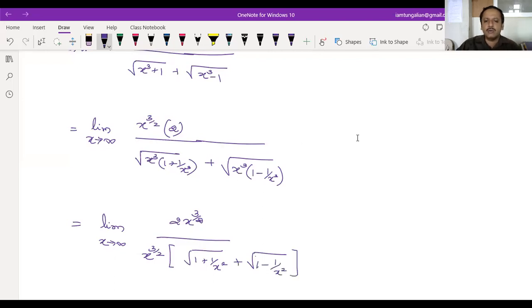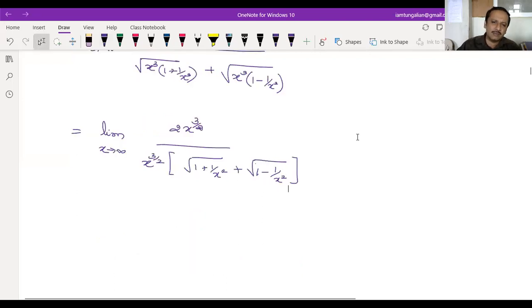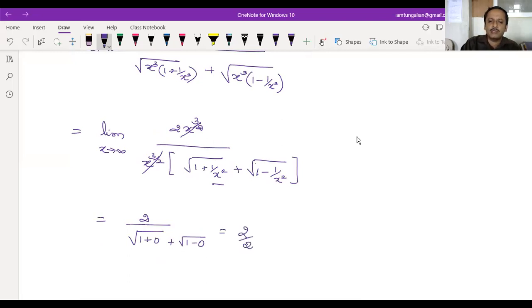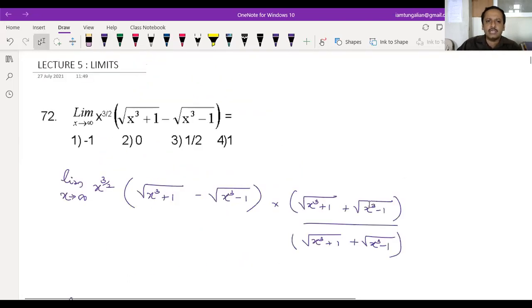Now, I can cancel this x power 3 by 2. So this x power 3 by 2 gets cancelled. And as x tends to infinity, 1 by x square will tend to 0. So this will be 0, this will be 0. We'll have 2 in the numerator. In the denominator, root of 1 plus 0 plus root of 1 minus 0. Root 1 is 1, here root 1 is 1. 1 plus 1 is 2. So that will give you 2 by 2, which is equal to 1. So 1 is the answer, which is the fourth option.